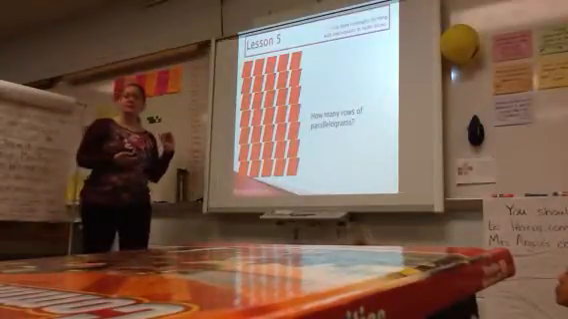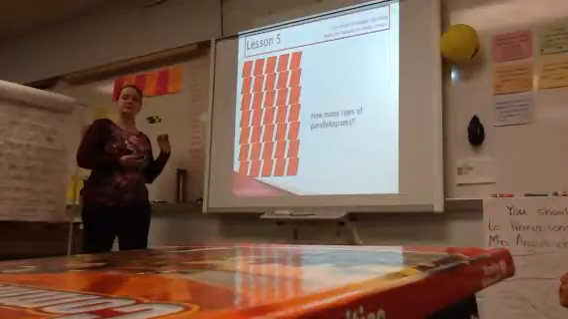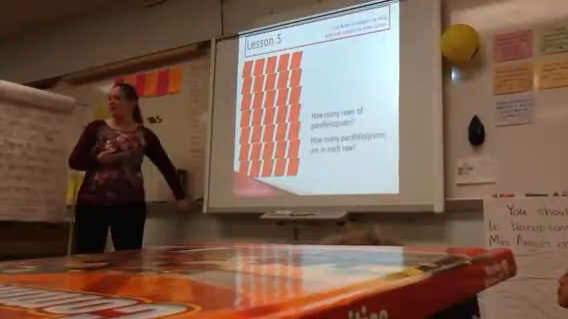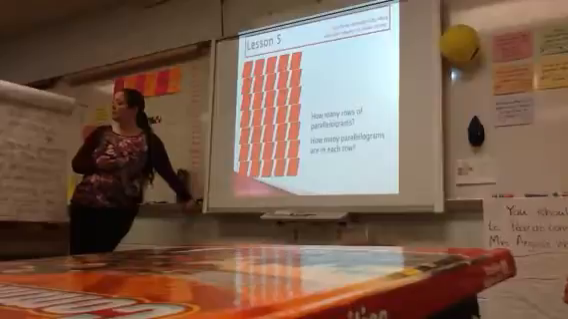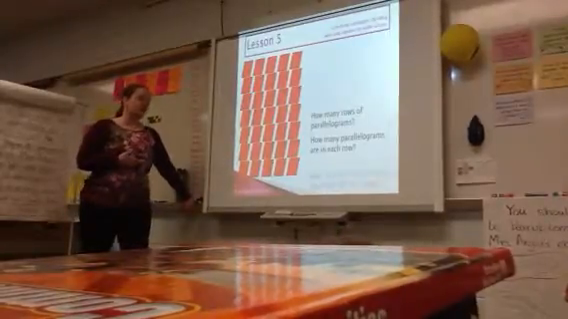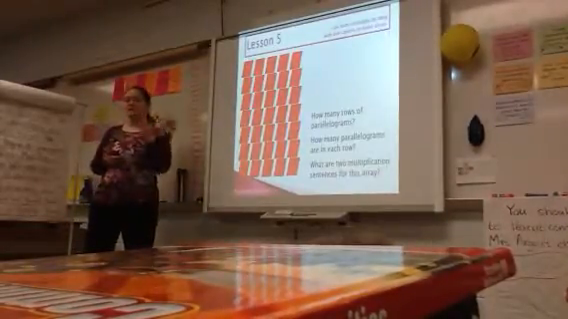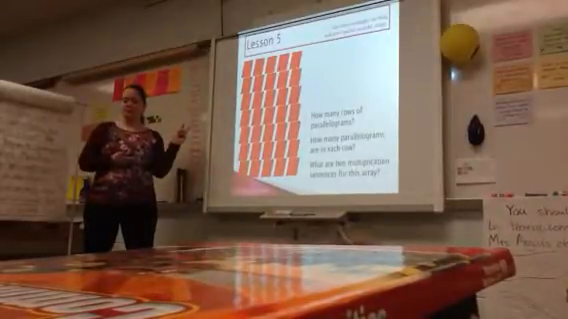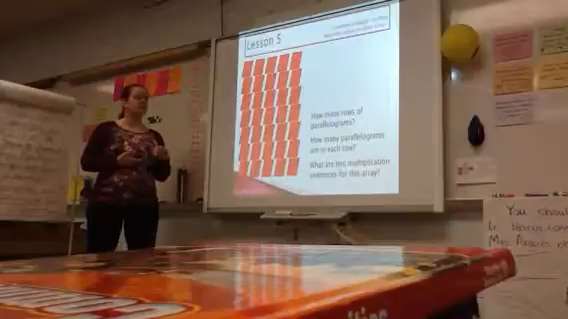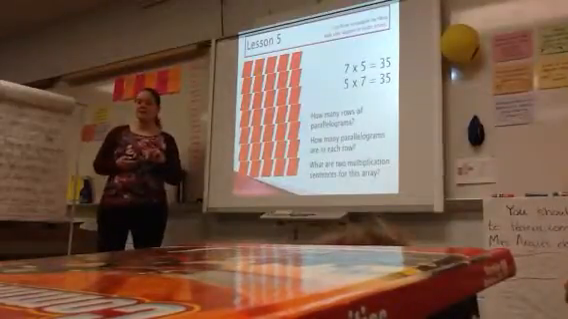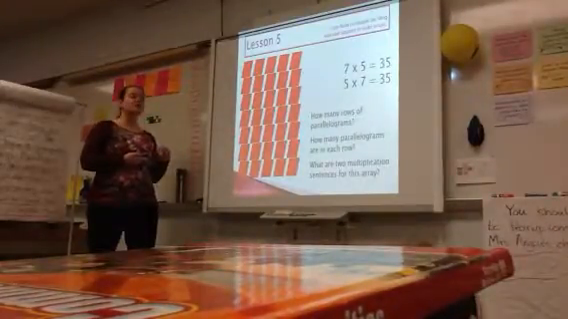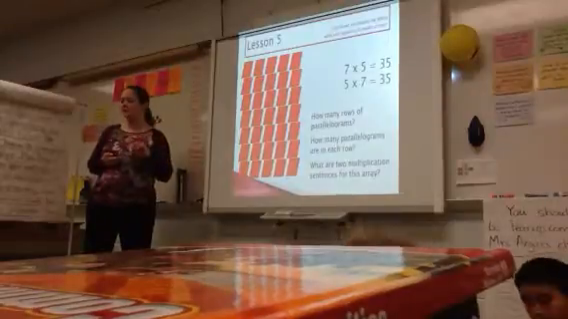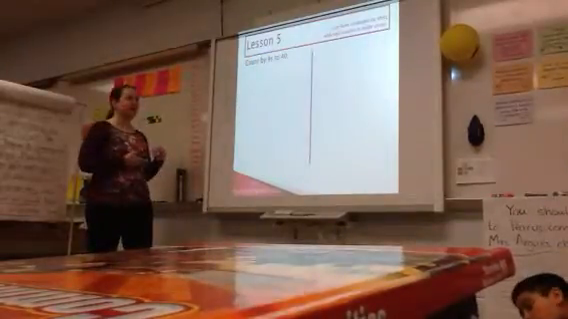How many rows are there? Chloe. 7 rows. How many parallelograms in each row? Tara? 5 in each row. What are the 2 multiplication sentences that can be represented by this array? Riley? 7 times 5 equals 35, and 5 times 7 equals 35. Commutative property. Yes. I think we're starting to get that, right?